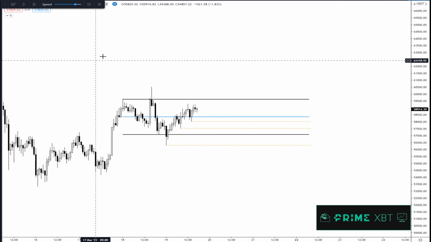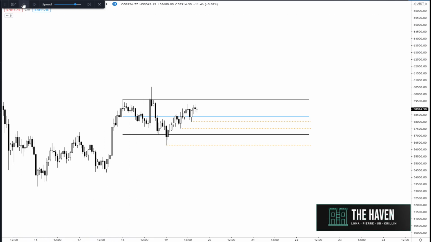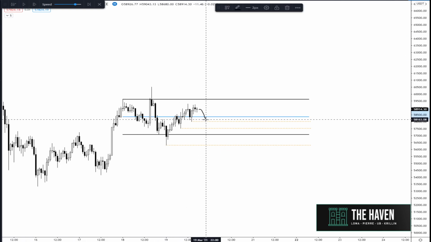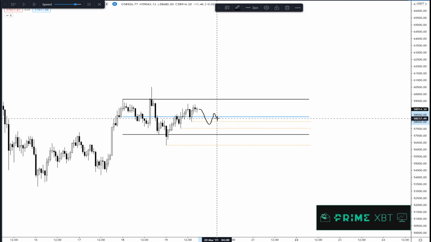Anyway, I highlighted my lows. Now it's time to see the reaction based on the areas if and when those lows get swept. So something like this, if we were to reject here, sweep the lows, reclaim the equilibrium, that should be a long signal.